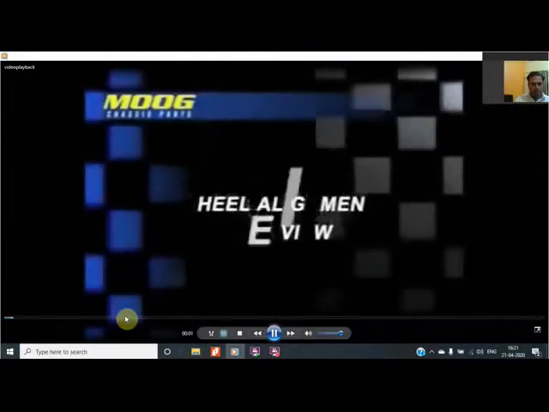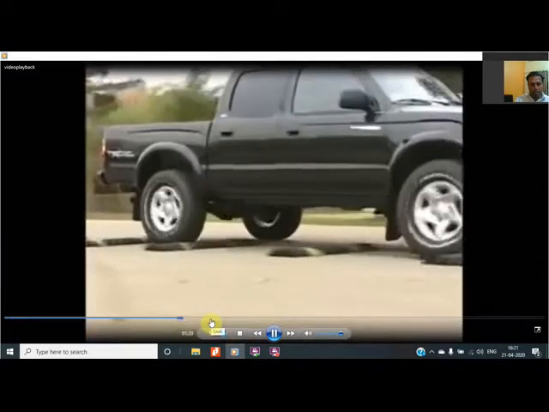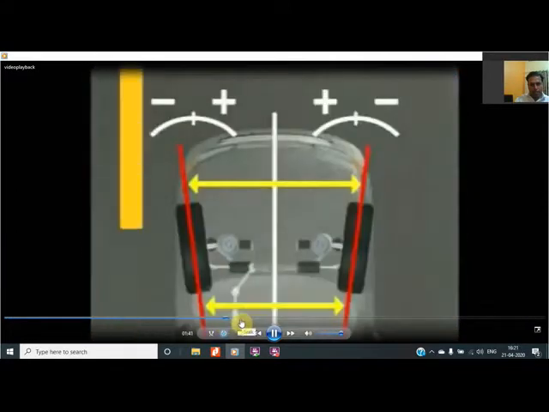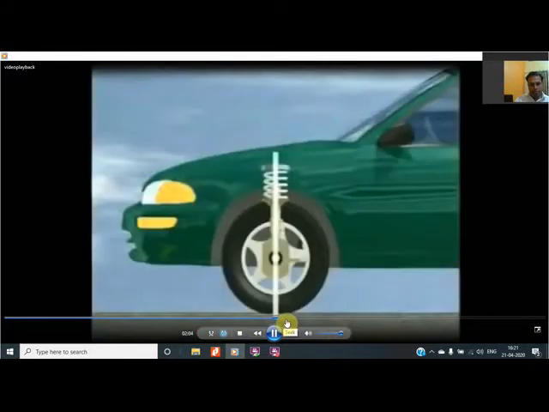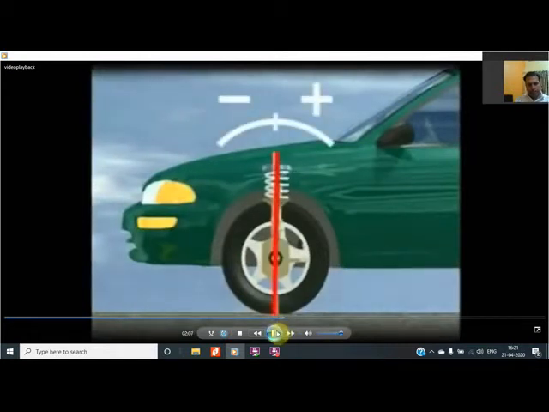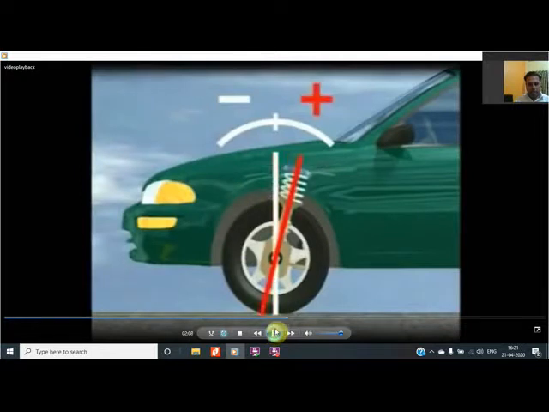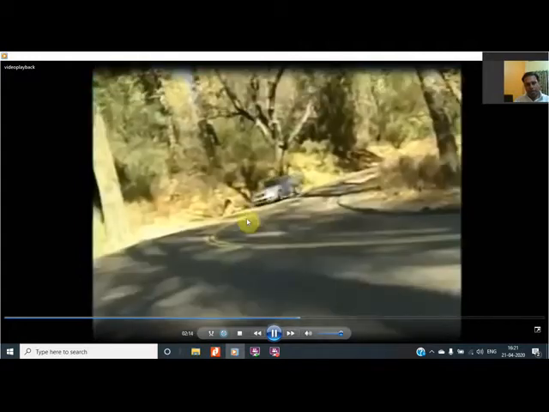The video is over here. Starting with the video, you can see how the caster angle is shown here. In the video, it is shown that the steering axis, that is the kingpin axis, if it is moved toward the backward side, toward the engine side, then it is positive, and if it moves toward the front side, then it is negative. Backward is positive, forward is negative. That is being shown over here.